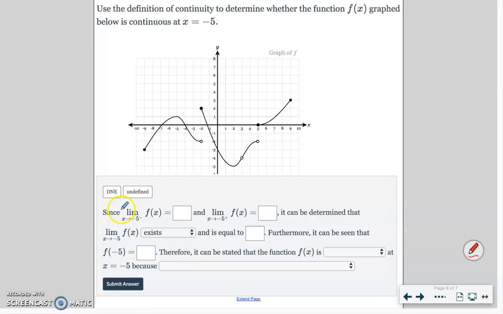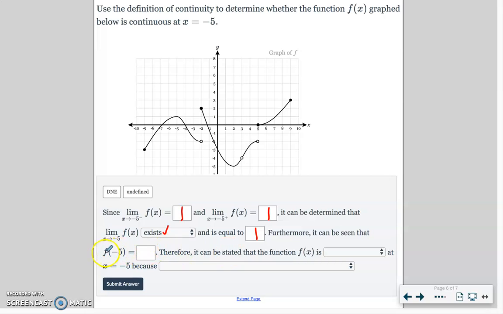So it says since the limit as x approaches -5 from the left equals, they're asking what does it equal? It equals 1. And the limit as we approach -5 from the right also equals 1. It can be determined that the whole limit does exist, so you would want to say exists, and is equal to 1. So I'm saying that since these two limit values are the same, then the whole limit is also equal to 1.